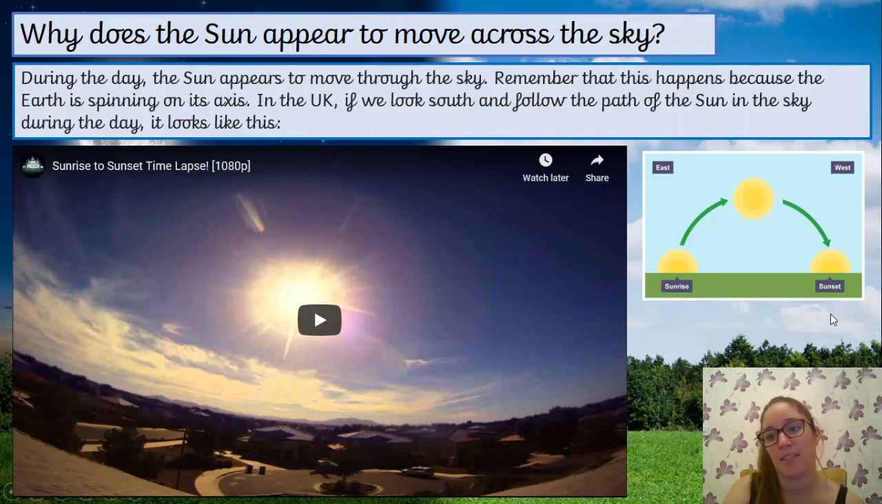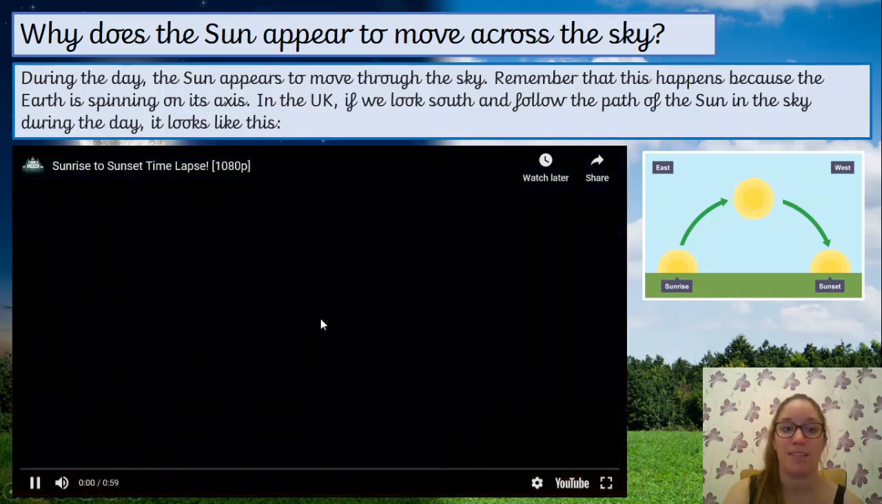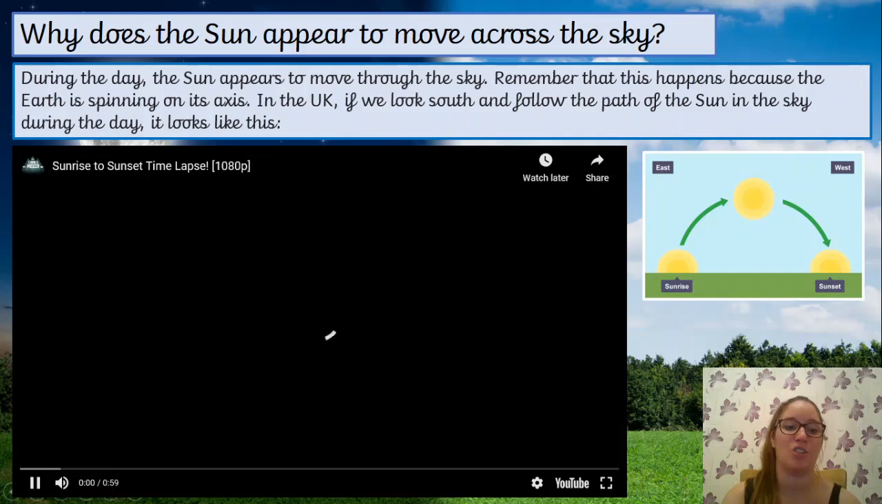So the sun sets in the west, rises in the east, and it looks like it's moving across the sky. It specifically looks like it's moving in this time lapse. Now, obviously time lapses speed up the time, so it doesn't go as quickly as this. But we will have a look just to show you the sun moving, or as it seems, its apparent movement.